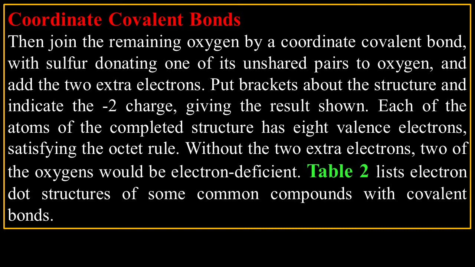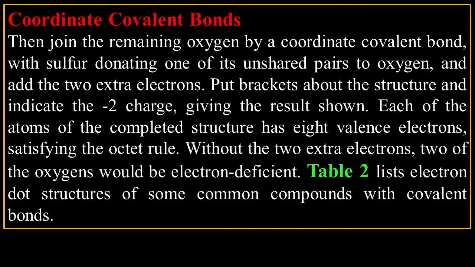Each of the atoms of the completed structure has 8 valence electrons, satisfying the octet rule. Remember, I showed you in one of the slides where that oxygen came in without electrons donating, and they were donating from sulfur. Without 2 extra electrons, 2 of the oxygens would be electron deficient.